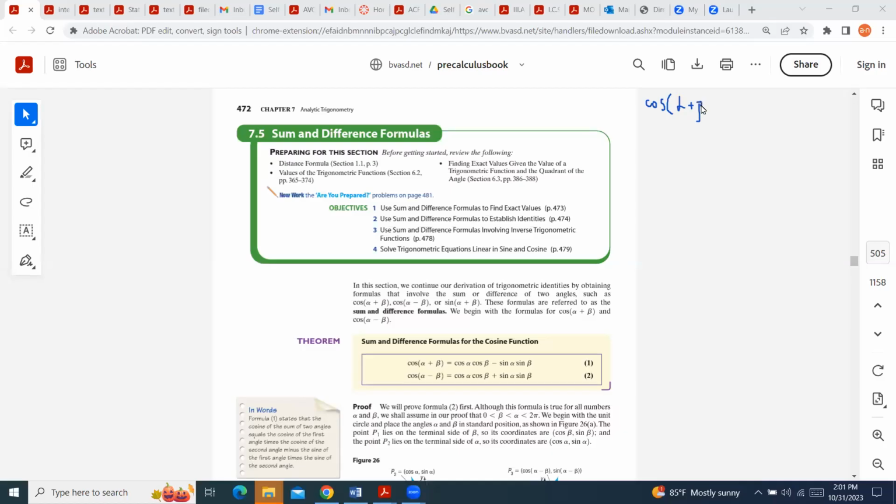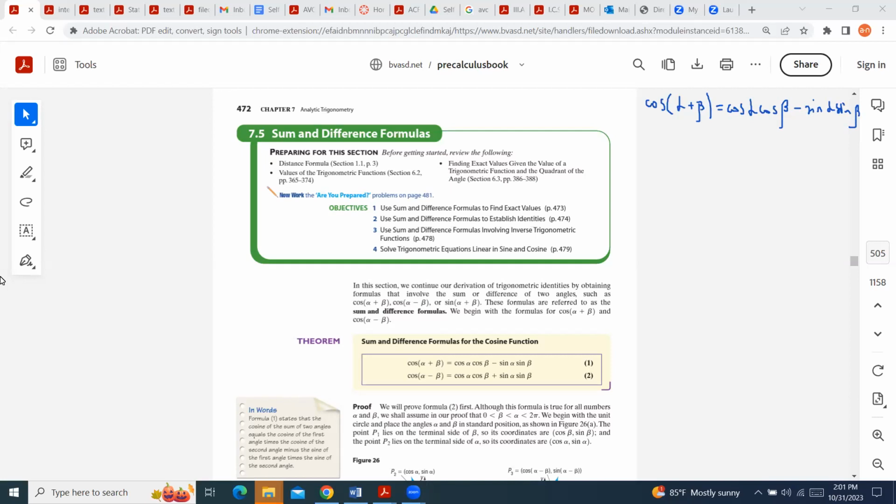You get a cosine of a sum, I call it cosine minus sine. So it's cosine of the first times cosine of the second, minus a sine multiplied by another sine. And it doesn't matter what angles we have, this formula works.